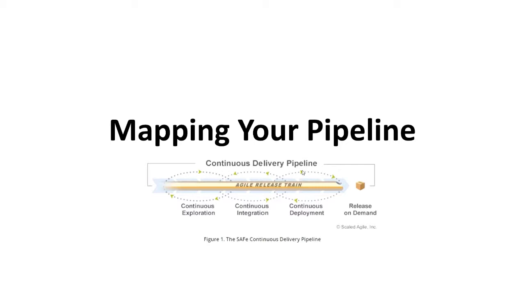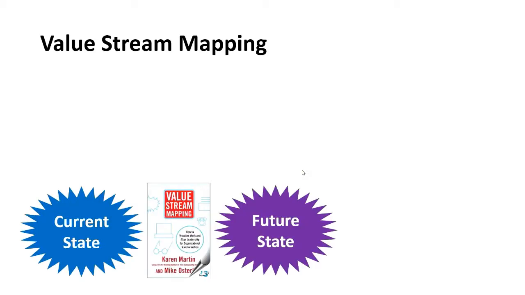And so this is where we come up with value stream mapping. SAFe uses the concept of value stream mapping to map this out. There's a really great book, it's called Value Stream Mapping by Martin and Osterling. And in that book, they talk about mapping out your current state and then later on mapping out what a future state might look like. So let's look at the current state first. It's a step-by-step process in creating your value stream map.